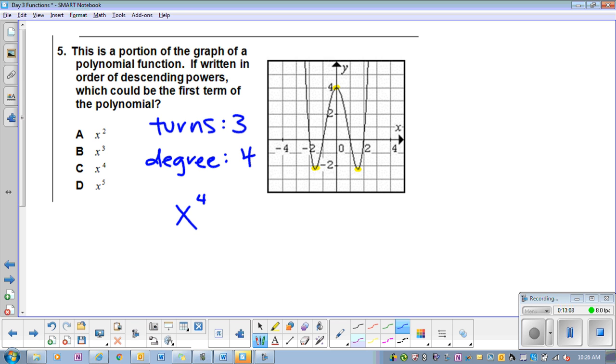The next thing that you need to look for is, is there a negative or a positive? You have to look at your right end behavior. You're going up, so it's positive. So this is going to be C. And all of your answer choices are positive, so that should tell you something too. Alright?